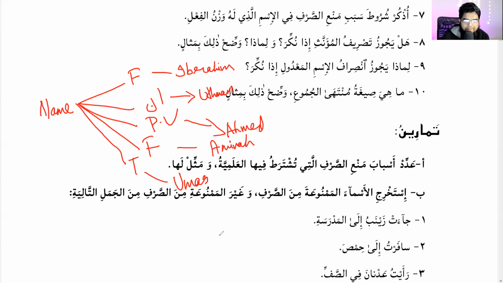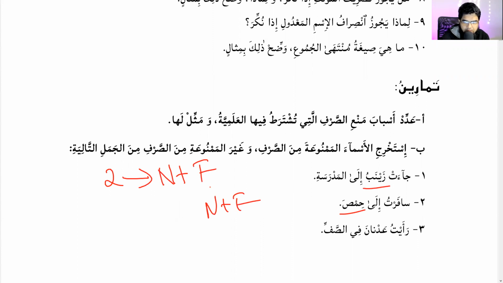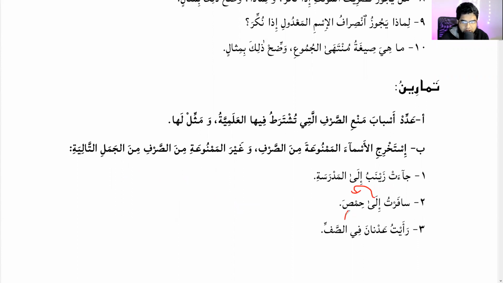استخرج الأسماء الممنوع من الصرف وغير الممنوعة من الصرف من الجملة التالية. So you have to find out diptotes and non-diptotes, triptotes. جاءت زينب إلى المدرسة. Zainab came to the school. Why is Zainab a diptote? If they ask you, you have to tell there are two reasons. One, it's a name plus it's feminine. Safartu ila Himsa. It's a name plus feminine because city names are feminine. I travel to Hims. So when ila comes, you don't give a kasra, because ila generally gives a kasra, but for diptotes you give a fatha, Hims.